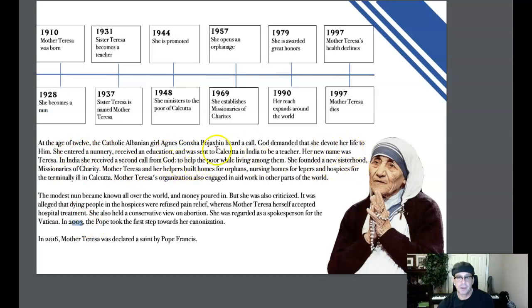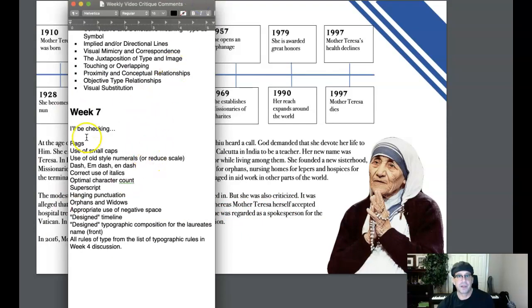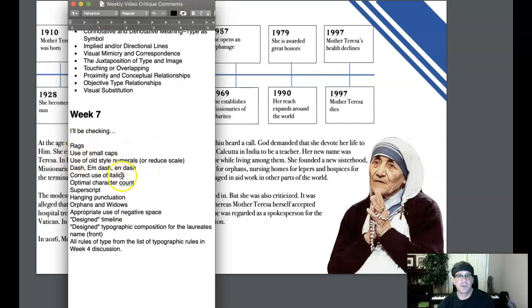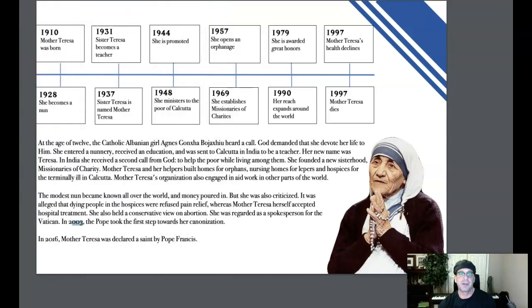So this is what I'm looking for, of course, for the final. This is all fair game, right? Rags, use of small caps, use of old style numerals, M dash, N dash, correct use of italics, optimal character count, superscript, hanging punctuation, orphans and widows, appropriate use of negative space, design timeline, design typographic composition and the laureate's name, and then all 18 rules of type that we went through during week 4 in the discussion.